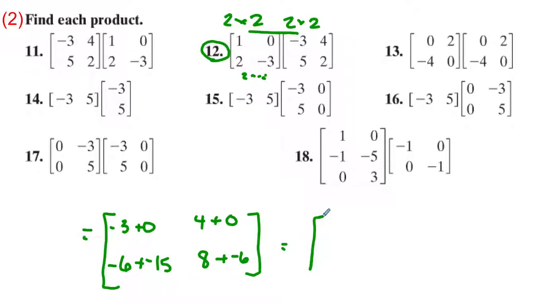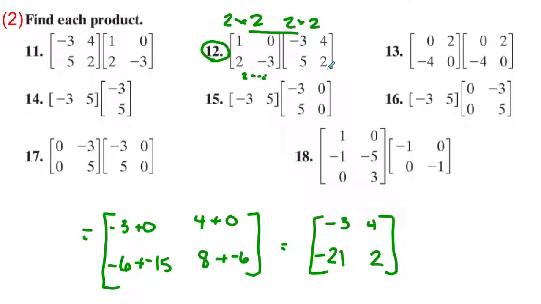So then our solution matrix, negative 3 plus 0 is negative 3. 4 plus 0 is just 4. Negative 6 and negative 15 is negative 21. 8 and negative 6 is 2. So that's how you do matrix multiplication. Remember, it's always element 1 times element 1, element 2 times element 2, element 1 times element 1, element 2 times element 2. And you add those together and you simplify.